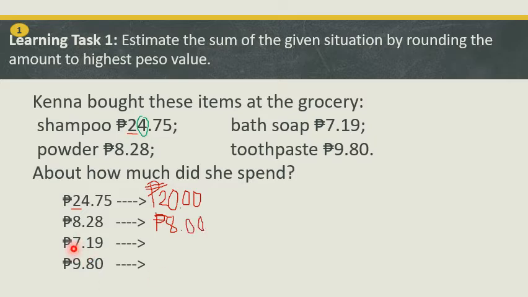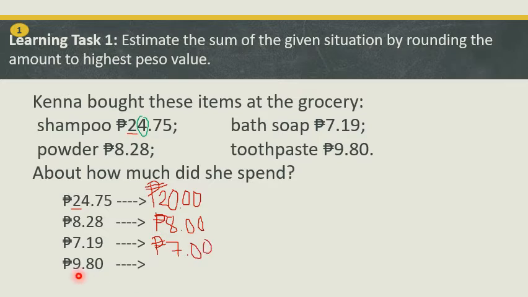Then, next. Dito, ito ay bath soap. Ito yung sabon. Ito yung ating rounding place. Ang katabi niya is 1. Mababa lang din. So, ang 7 is mananatiling 7. Kaya siya magiging 7 pesos.